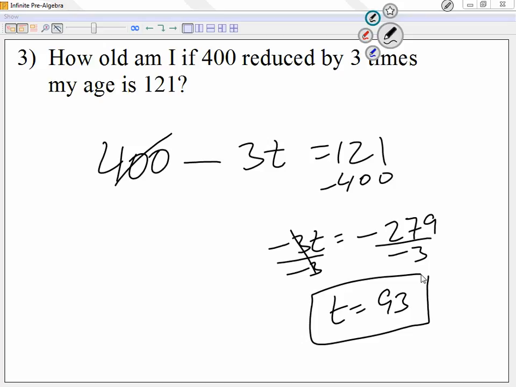All right. Any other questions? Number 10.